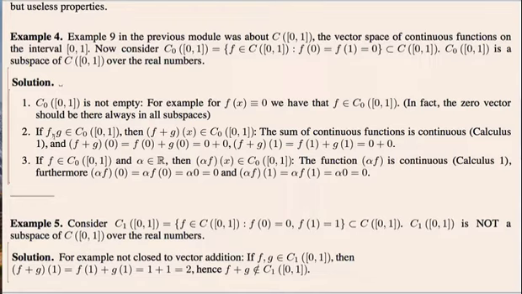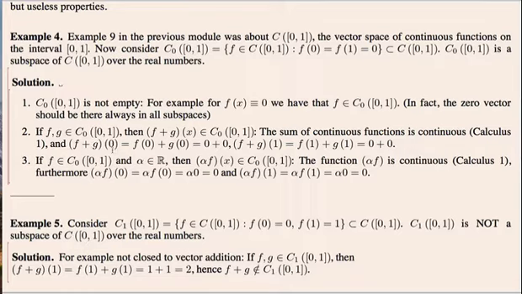Then the second property is supposed to be the closeness to addition, vector addition. So in this case, this is function addition. If f and g are in C0, then we have to show that f plus g is also in C0. And we know that the sum of continuous functions is continuous from calculus 1 or from real analysis. And then all we have to check is the endpoints, the values at the endpoints.